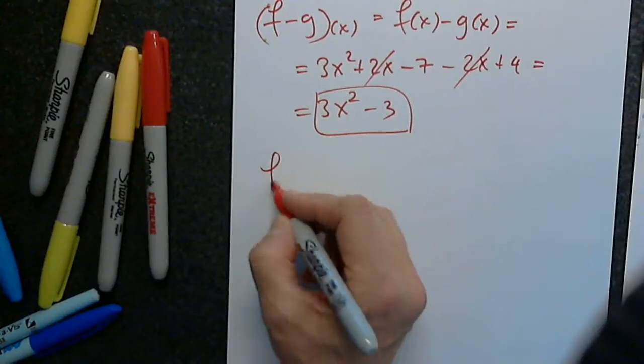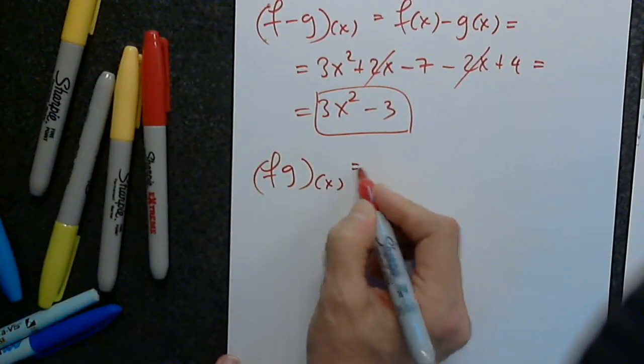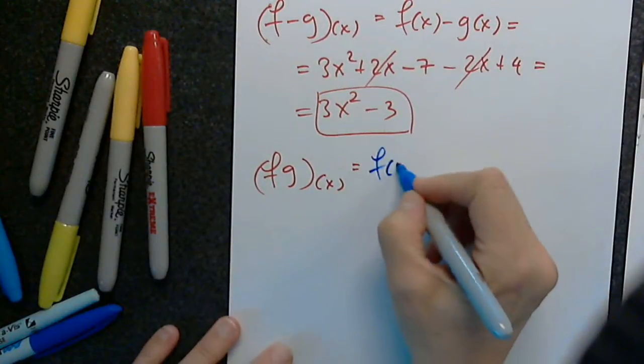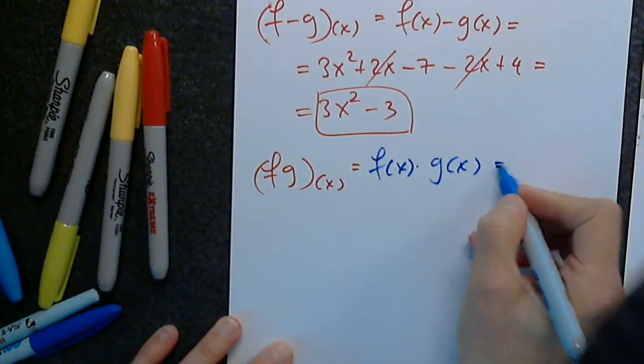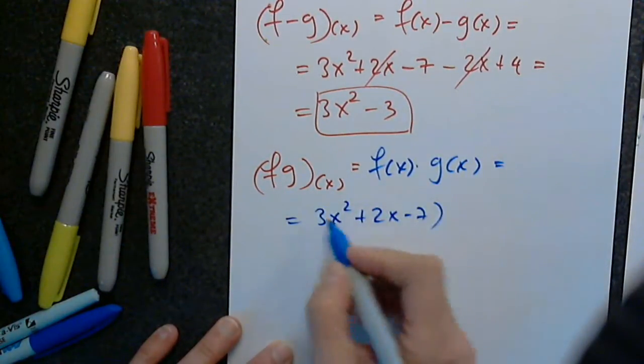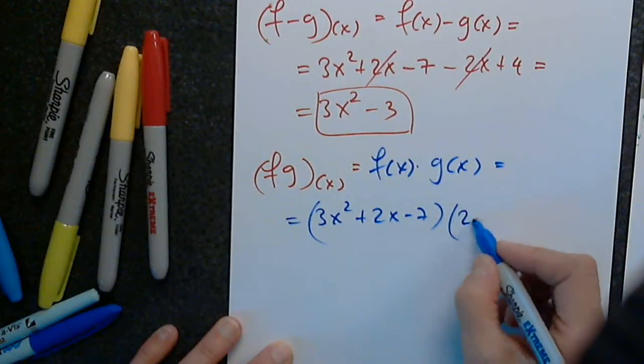The third possibility is the product. The name of the function is fg of x. What does that mean? What do I have to do? Because I have to write the definition. Absolutely. F of x times g of x. Now I replace them. It's a totally different operation. I have to simplify if I can.